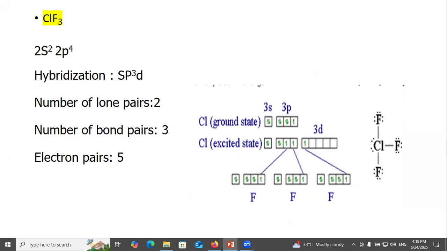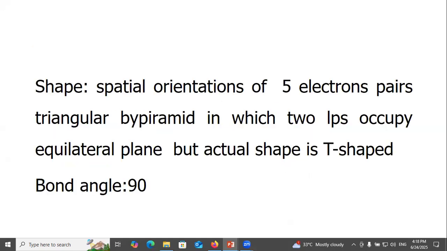Chlorine trifluoride: hybridization sp3d, number of lone pairs 2, number of bond pairs 3, electron pairs 5. Spatial orientation of 5 electron pairs triangular bipyramid, in which 2 lone pairs occupy the equatorial plane, but actual shape is T-shape, bond angle 90.